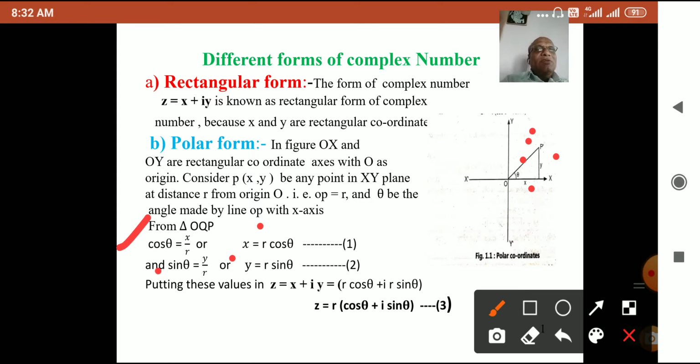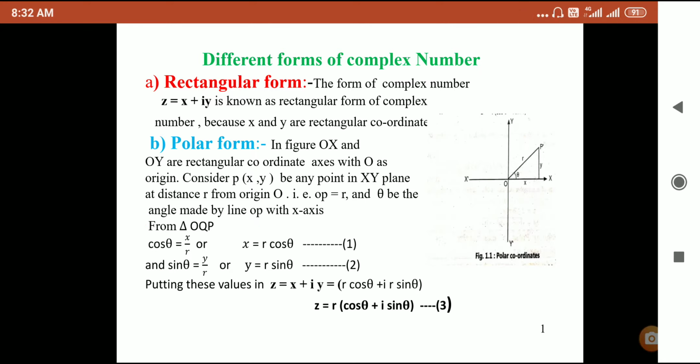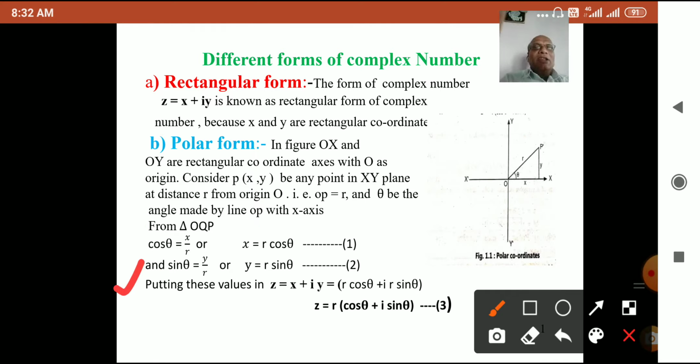Now putting these values in our usual rectangular form, that is z equal to x plus iy, we substitute the value of x, that is r cos theta, plus i times the value of y, that is r sin theta. Now here we take r common, so z will be r into bracket cos theta plus i sin theta, and this is equation number 1.